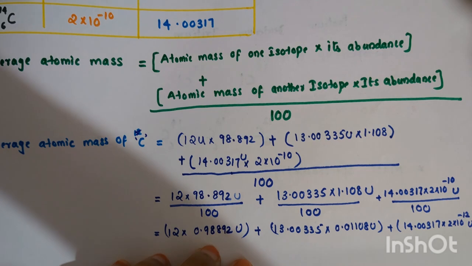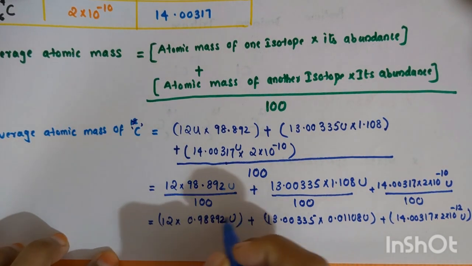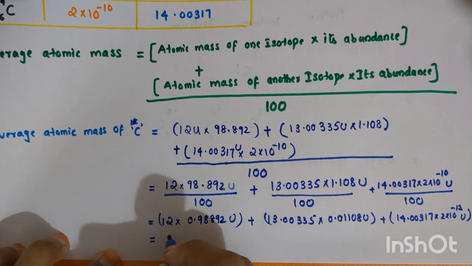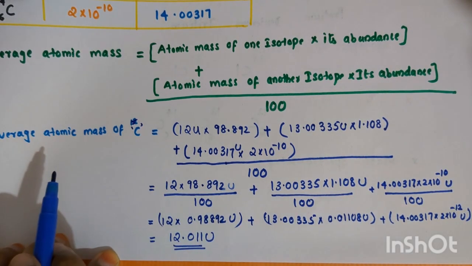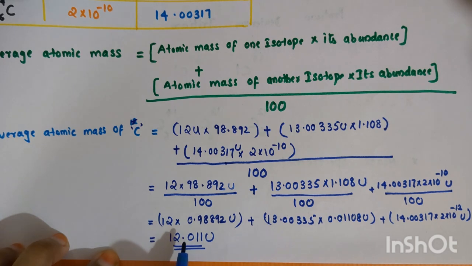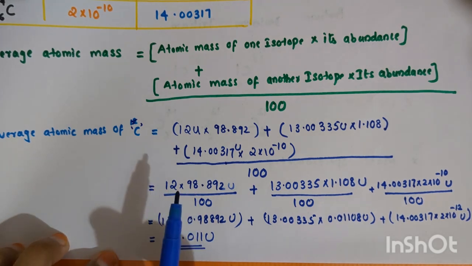When you do this calculation, you will get almost 12.011 u. So the average atomic mass of carbon is 12.011 u, where u means AMU, the unified mass. This is how the average atomic mass of carbon is found.